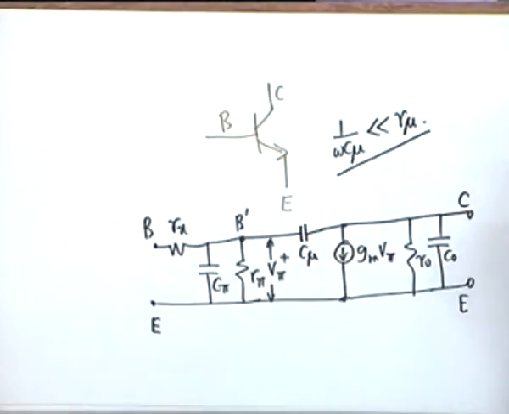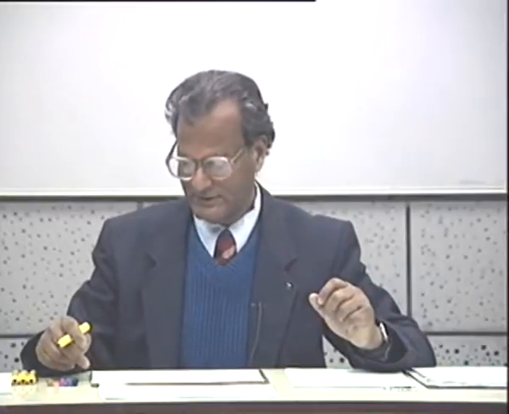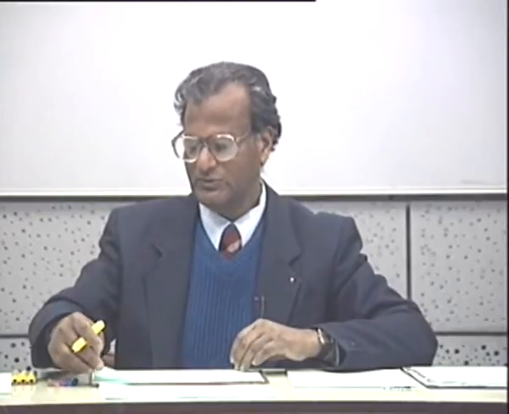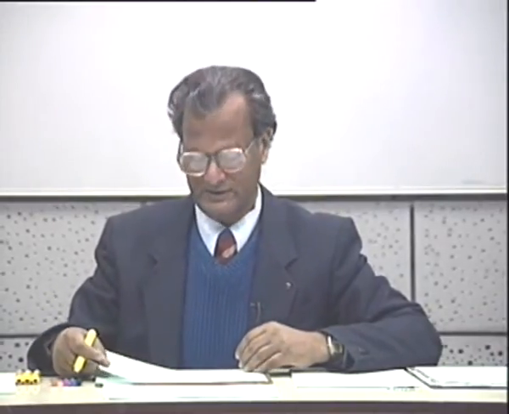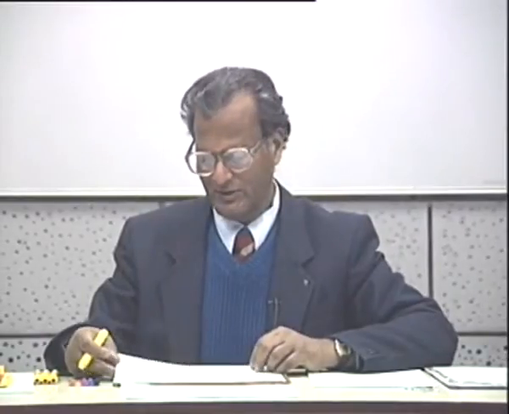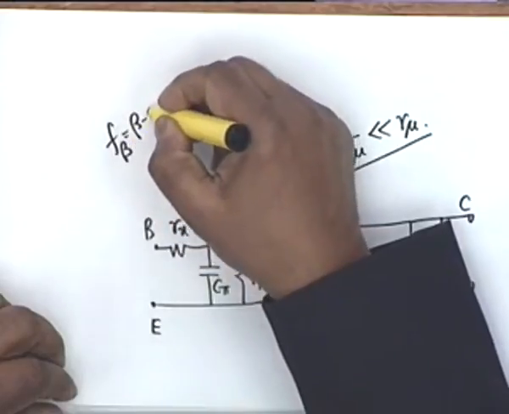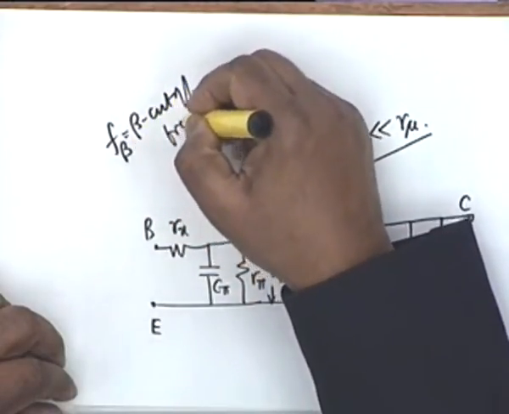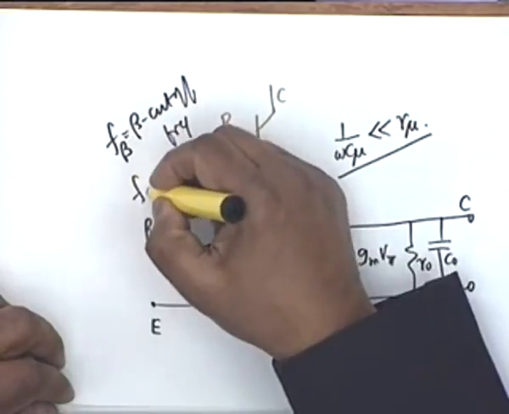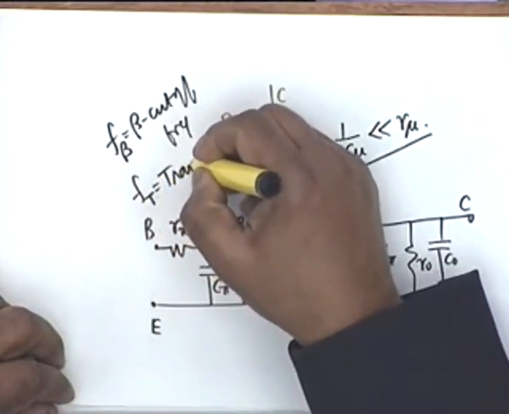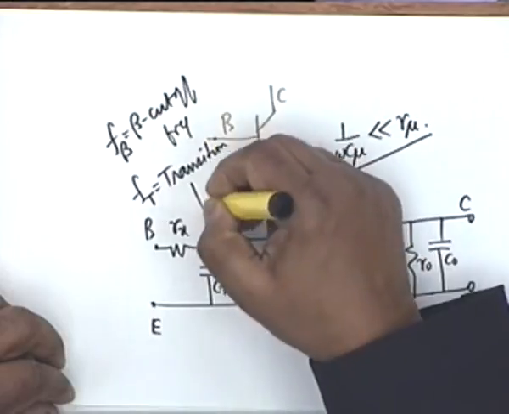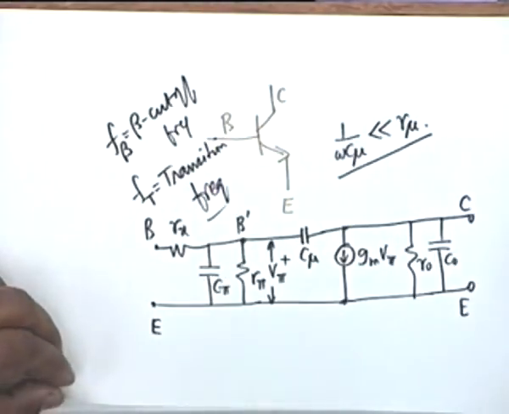Before we incorporate this in a common emitter amplifier, let us consider the definition of two relevant quantities. One is called the beta cutoff frequency, F beta, and the other is called Ft or the transition frequency for the BJT, for the device. Let us see what these quantities are.